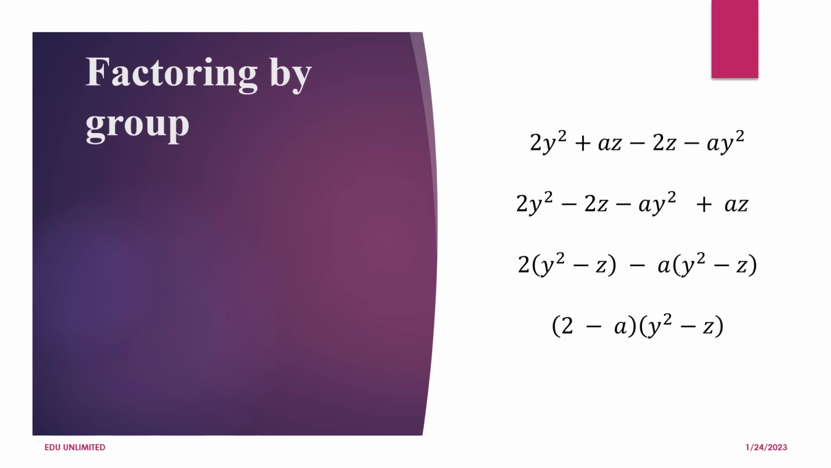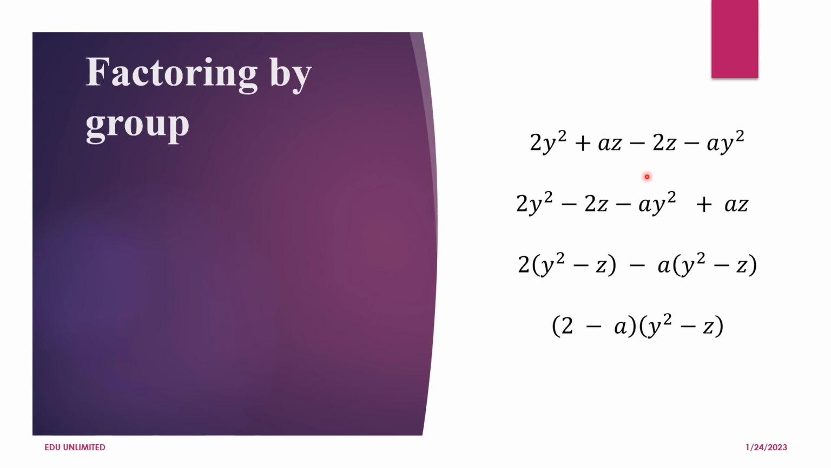So looking at another example of factoring by grouping, looking at this expression that reads 2y squared plus az minus 2z minus ay squared. And just to note, in some jurisdictions this is pronounced zed, and in some jurisdictions it's pronounced zee. But I'll use zee for now. So 2y squared, sorry, 2y squared plus az minus 2z minus ay squared.